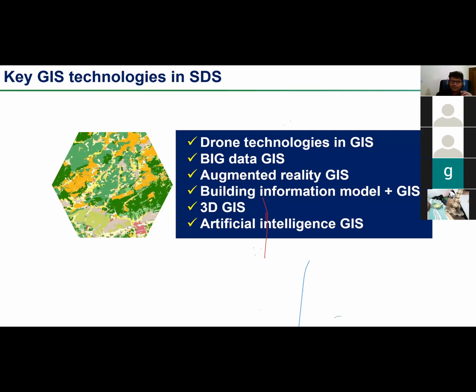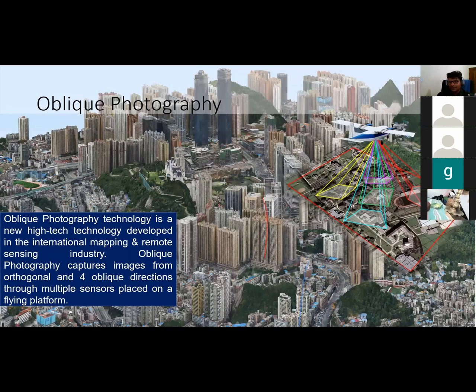I'll just show you what this augmented reality GIS is. It is not easy to show, and it's not fun to show it in a presentation like this. Let me first show you what oblique photogrammetry is. Oblique photography is just a photo that you take at an oblique angle.